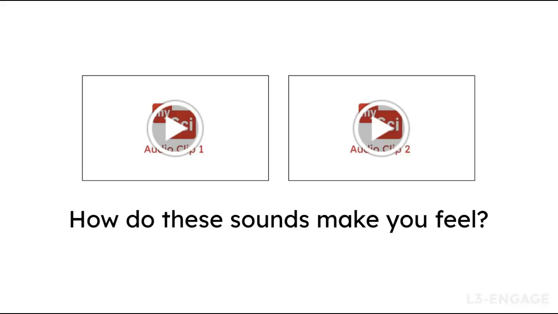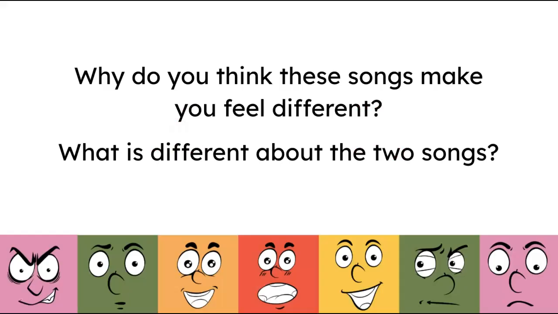To begin the Lesson 3 Engage, you'll review how students have learned that sound is made from vibrations and that they can change the pitch and volume of sound. You'll play the students 2 different instrumentals. After listening to each one, you'll ask students how the sound makes them feel. You'll ask students why the songs make them feel different and what is different about the 2 songs.